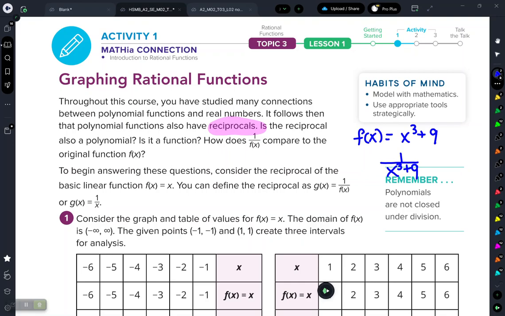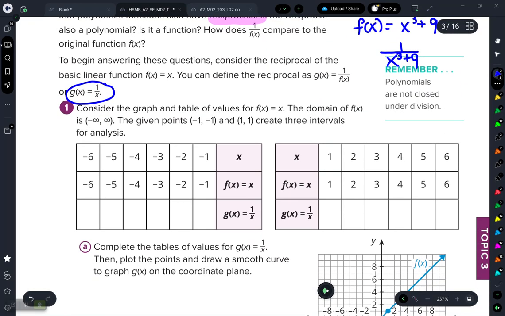To begin answering these questions, consider the reciprocal of the basic linear function f of x is equal to x. We're going to take a real simple function, the basic linear function, and take the reciprocal of it to get 1 over x. They have some tables of values here. We have x and f of x equals x, the polynomial function. You'll notice they're exactly the same, because with f of x equals x you plug in a number and you get that number back out. And it's the same over here.